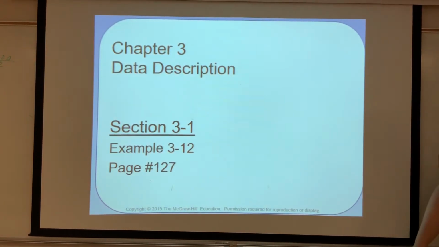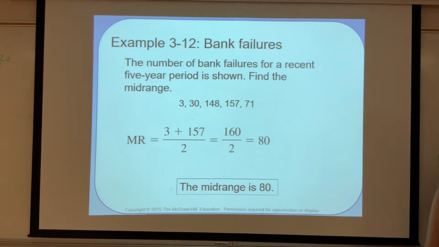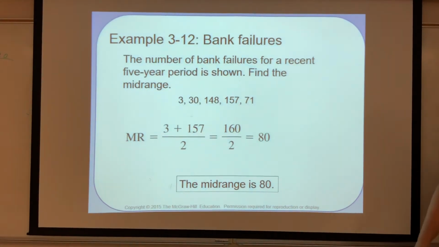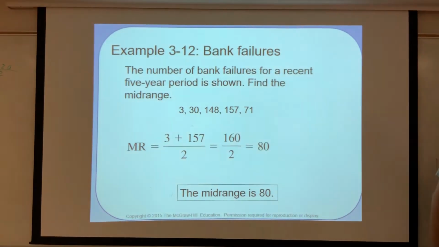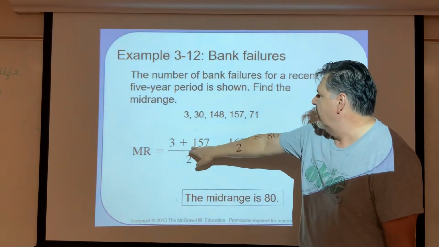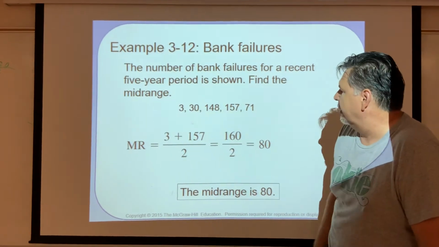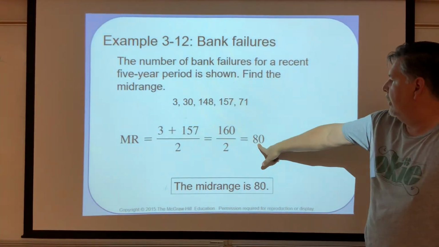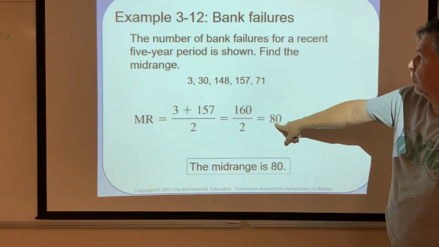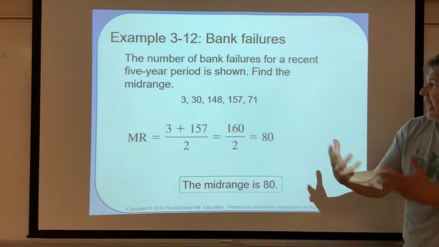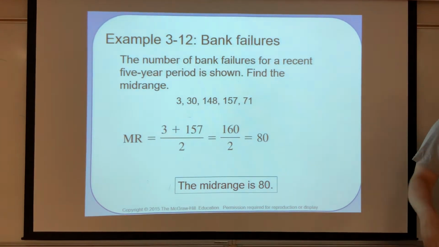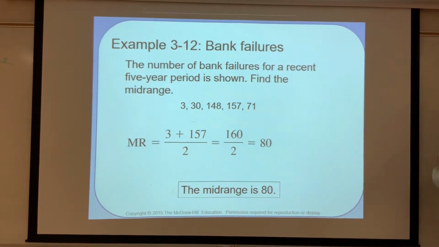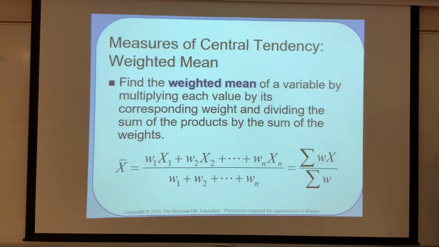Pretty easy stuff. So bank failures, the number of bank failures for the most recent 5-year period. The mid-range, of course, we take the low number, add the high number, and divide that by 2, and we get a mid-range that is equal to 80. And it's kind of like a central tendency. It kind of shows you what the middle of the distribution is. However, there are better measures for that.